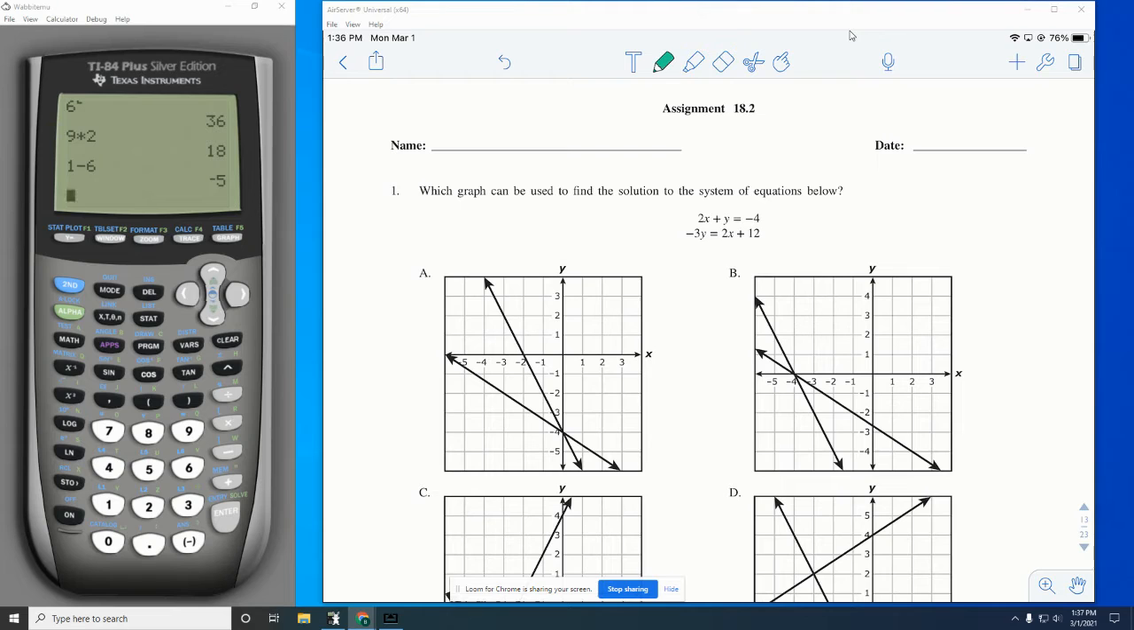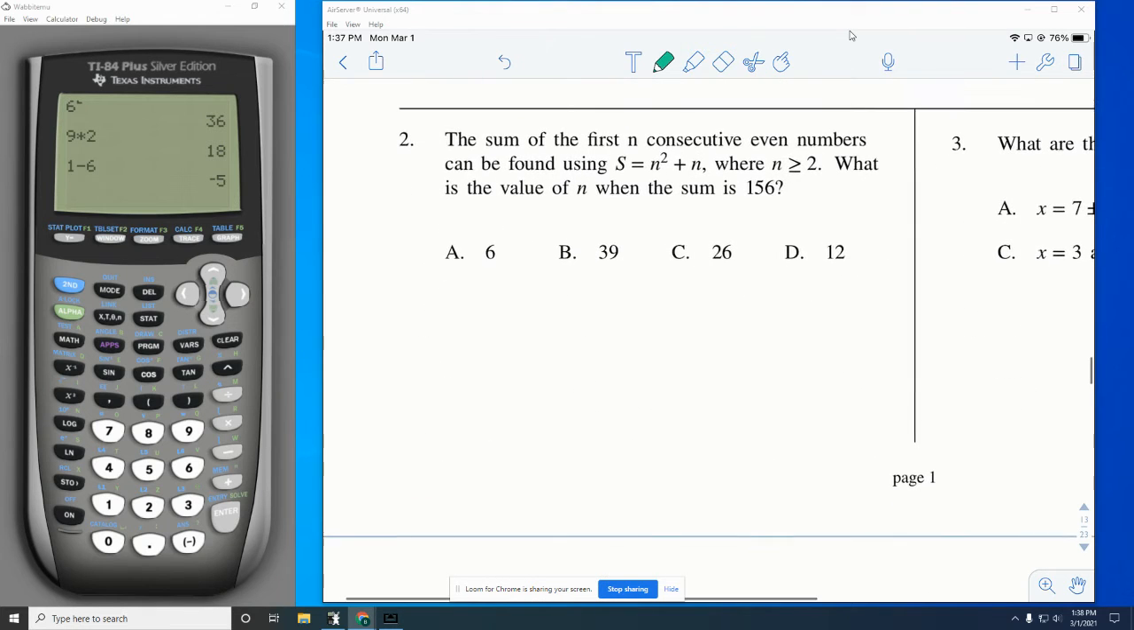sure you really understood what was being asked, because half of the time these EOC problems aren't really as difficult as they seem as long as you know what you're doing. And sometimes the words make us confused, and so I want to go over a couple of them with you, and then you're going to spend the rest of class finishing up these problems. So first one we're going to start on is number 2.